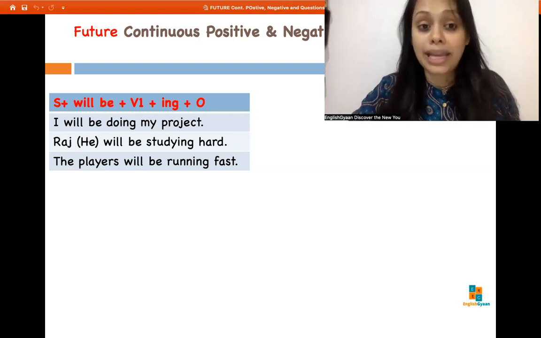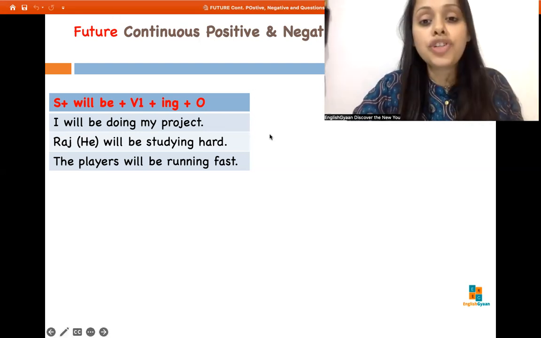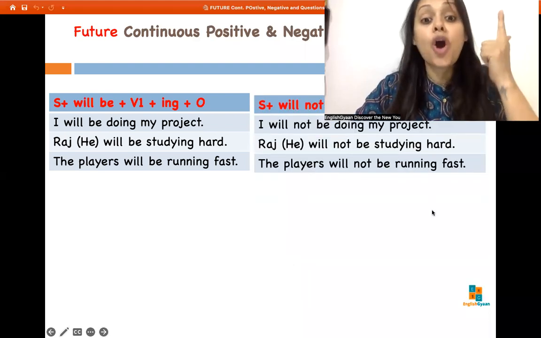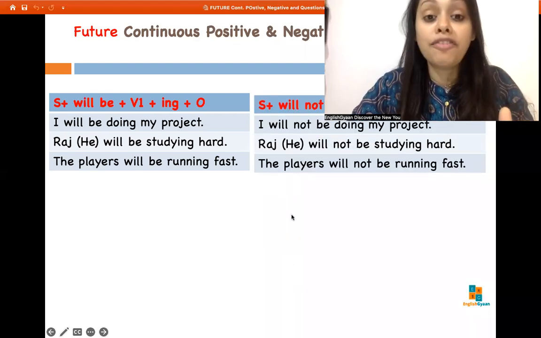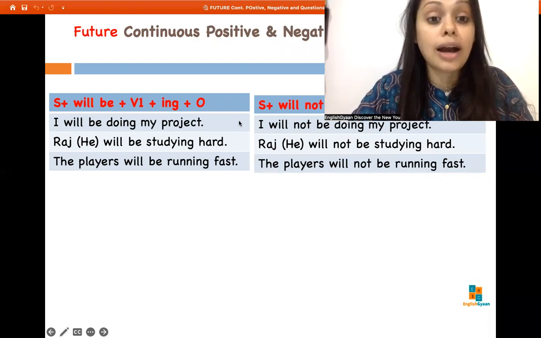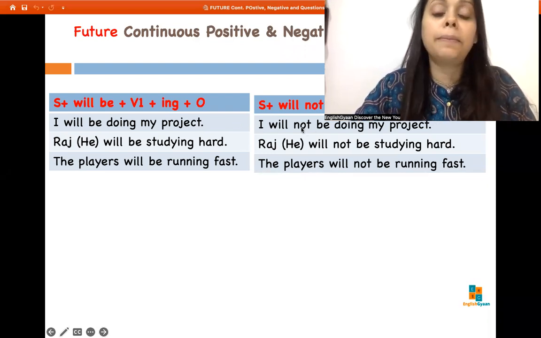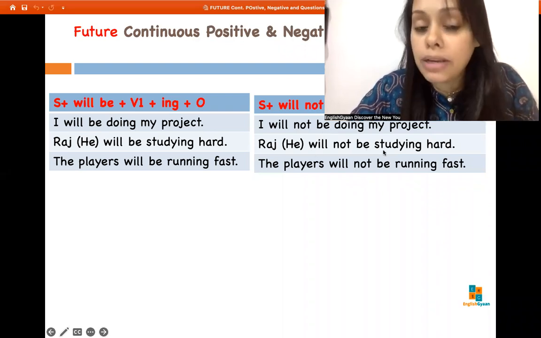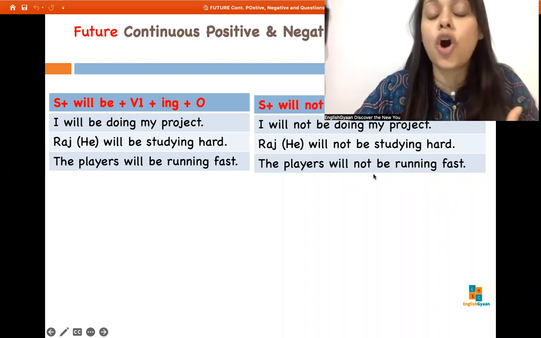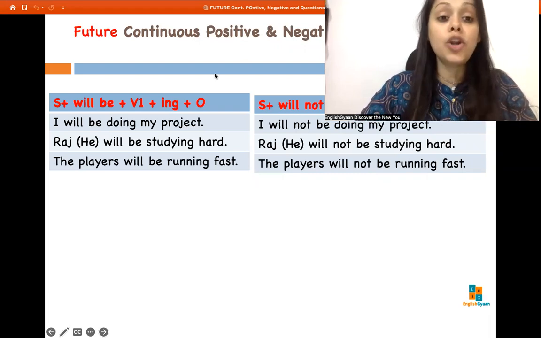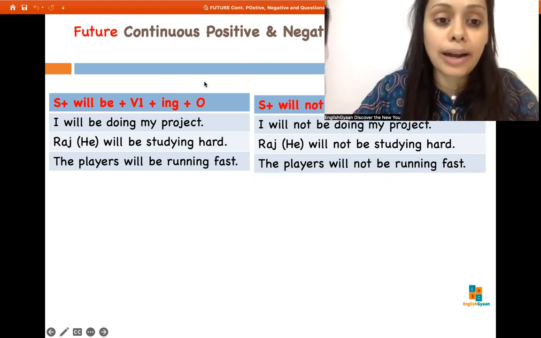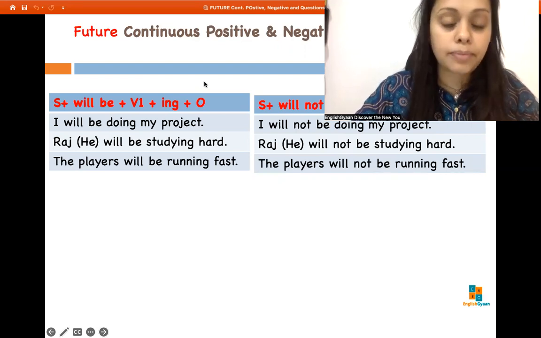If you want to make it negative, you are just going to put a not in it. I will be doing, I will not be doing. People always get confused about where to put not. So not goes between will and be. I will not be doing. Raj will not be studying. The players will not be running. So will not be plus V1 plus ing is nothing but future continuous in a negative way.